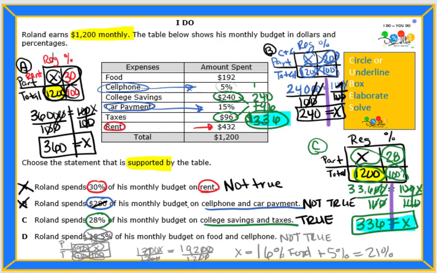And so the only answer that was true was C. So the correct answer for this problem is C. Roland spent 28% of his monthly budget on college savings and taxes.